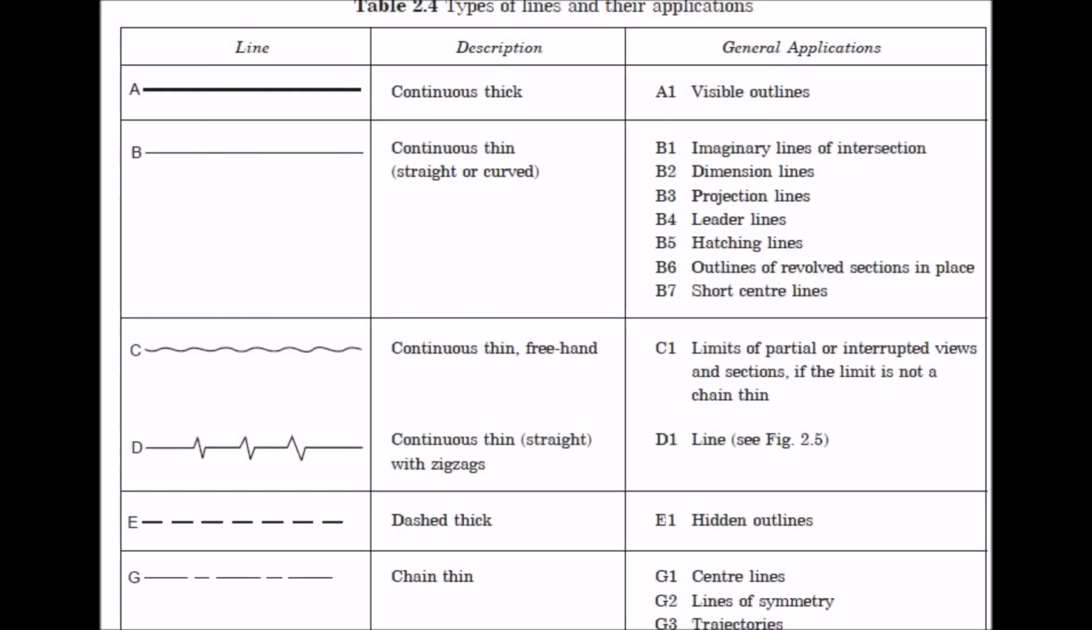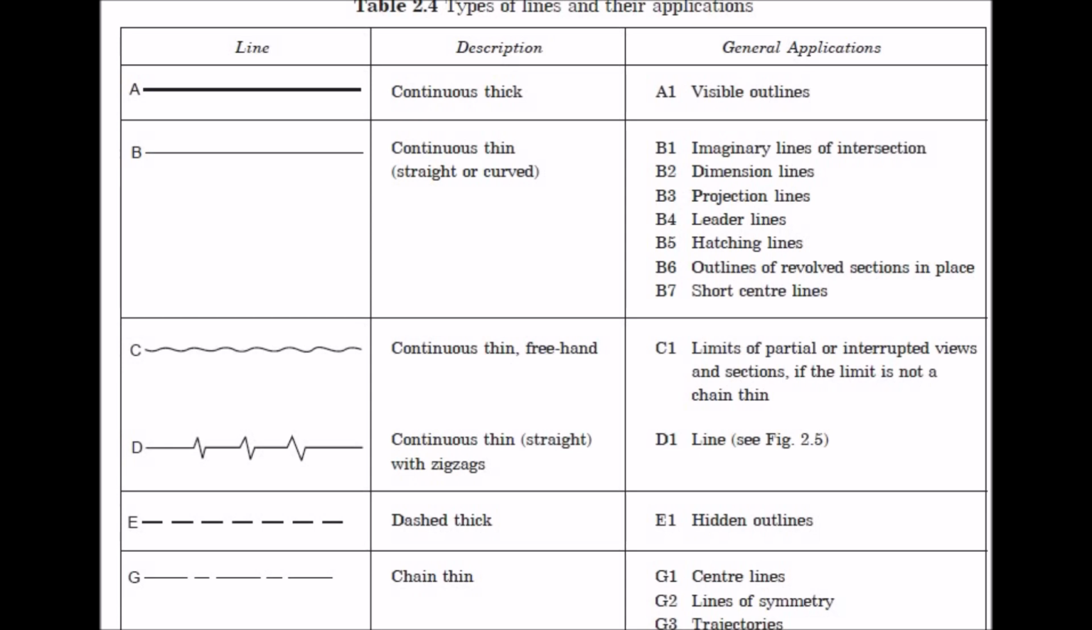Here we can see a set of lines that are being shown: a continuous thick line, continuous thin line, freehand continuous line, zigzag line, dashed line, chain line, and so on. However, out of these, there are a few which you are going to use in your first year of engineering, so we will discuss those in detail, and the rest we can see in the later years.